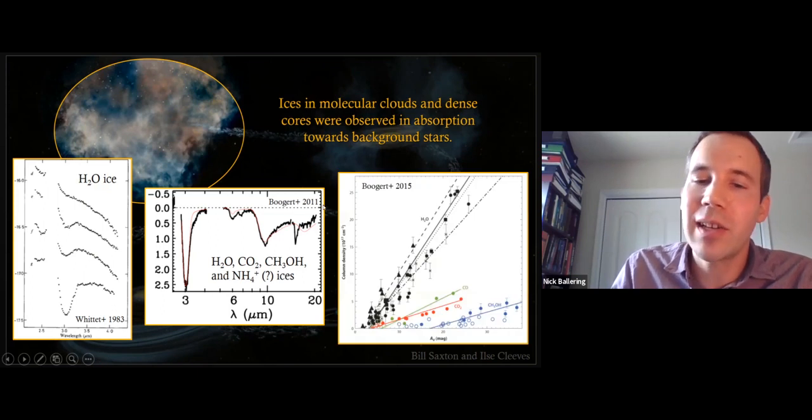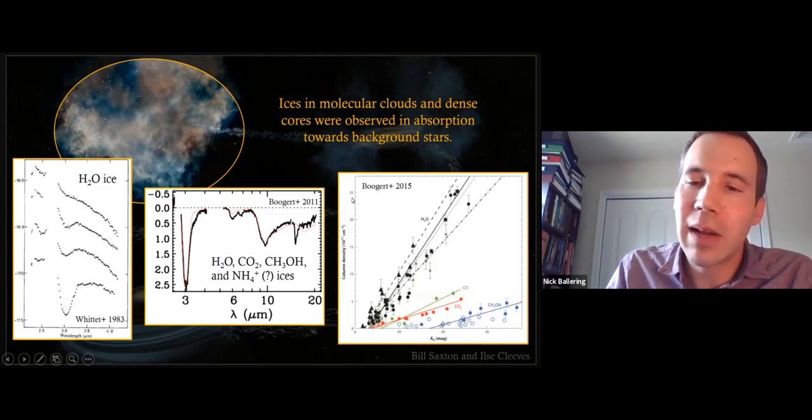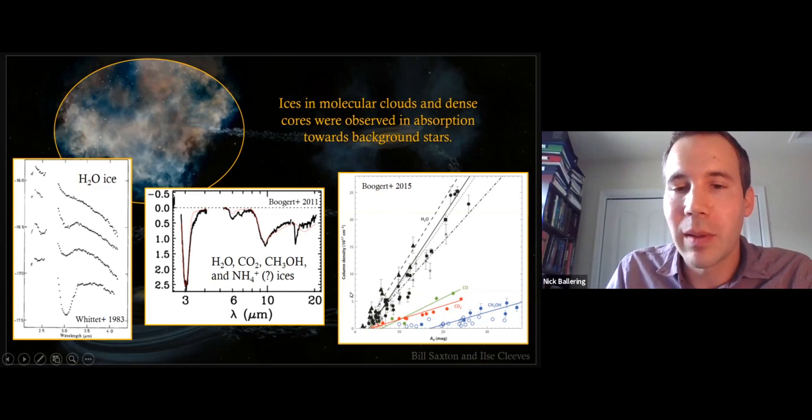And eventually there's been enough statistics on molecular cloud ices that we can make plots like this, where the ice column density can be seen to correlate with the visual extinction of the given sightline through the cloud, and those correlations look different for different species.